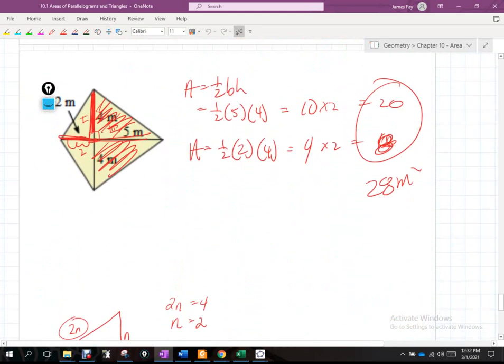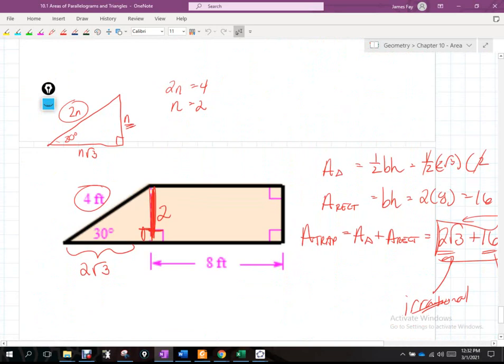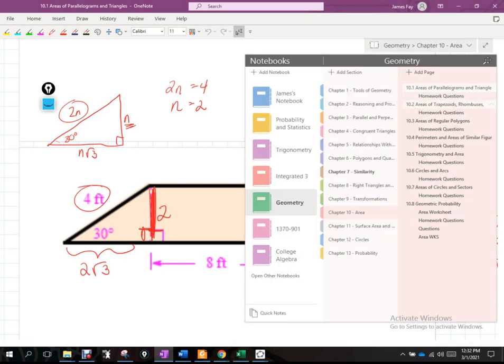Nothing there. A lot of rhombus stuff. Here's finding the area of an irregular shape at this point. We will have another formula for this, but that 30, 60, 90 triangle right there, find this length of 2. So in 10.1, that's necessary.